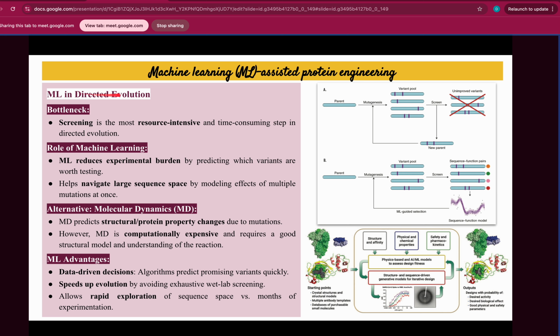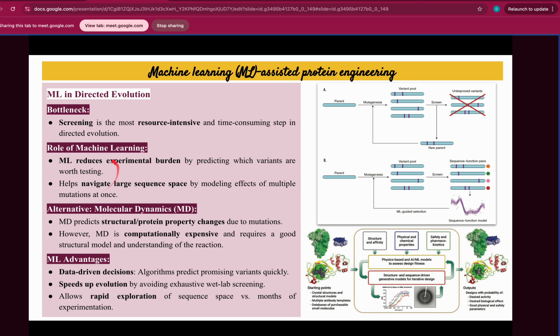So how can we use machine learning? When we are using protein design methods, the limitation or bottleneck is that the screening is very resource intensive, because when we are doing random mutagenesis, screening it is a very time consuming method. With the help of machine learning, we can reduce that experimental burden. We can predict which variants are worth testing.